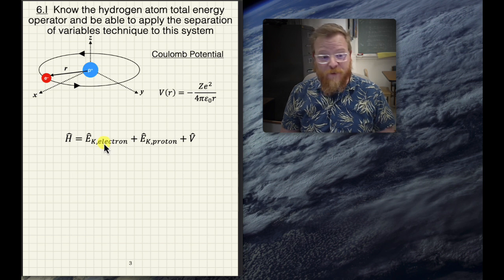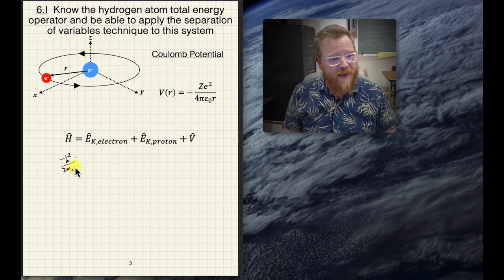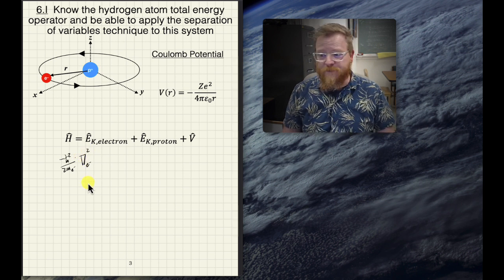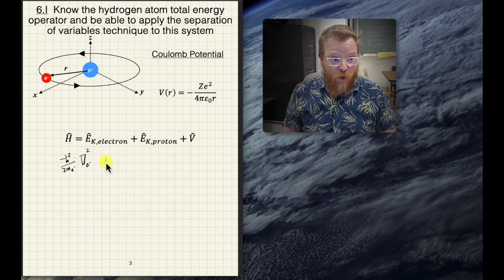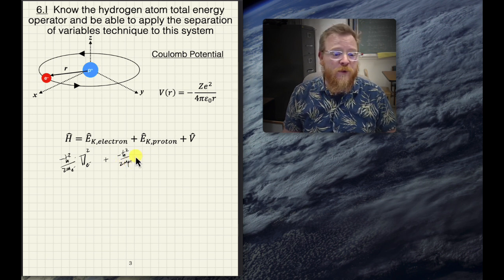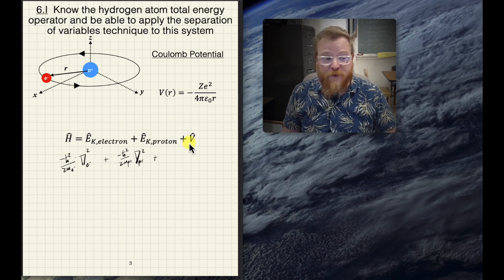The kinetic energy of the electron, which we can write as negative h bar squared over 2me, so that's the mass of the electron, times the Laplacian for the electron. We're going to have a kinetic energy of the proton, so that's also going to follow a similar pattern, negative h bar squared over 2 mp, for the mass of the proton, and then the Laplacian for the proton system, plus this potential energy operator.